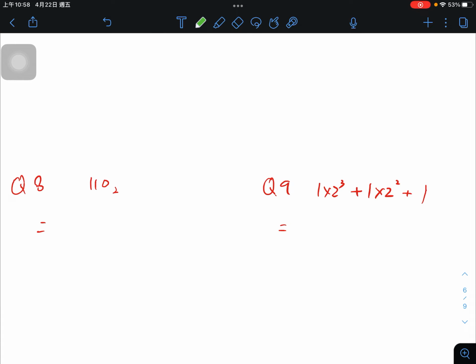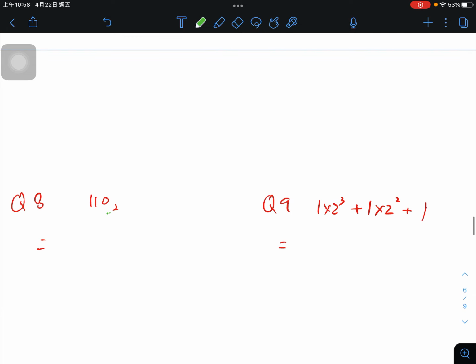So for expanded form, we should write down the place value first. 0, 1, 2. So the first number, 1 times 2 to the power 2 plus 1 times 2 to the power 1 plus 0 times 2 to the power 0. But this can be ignored because 0 times anything is 0. This is the expanded form of 110 base 2.